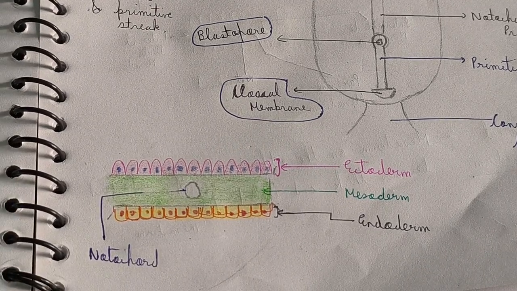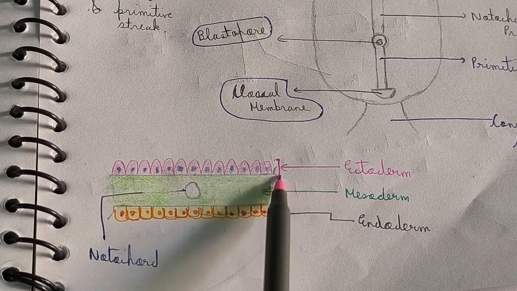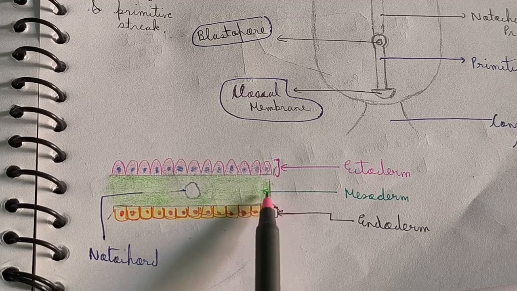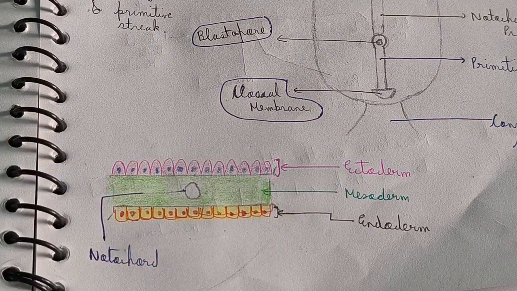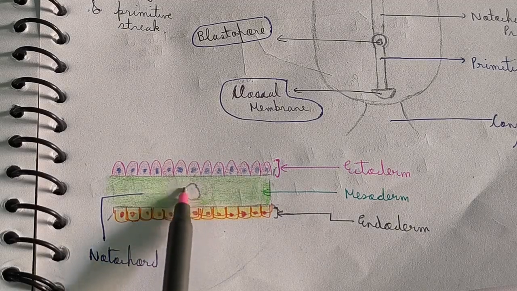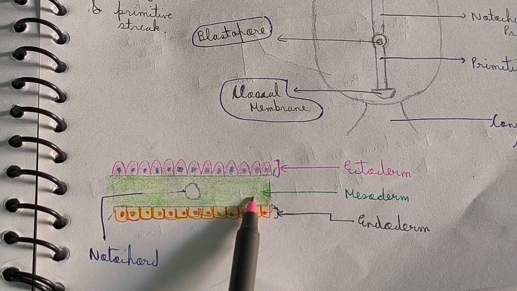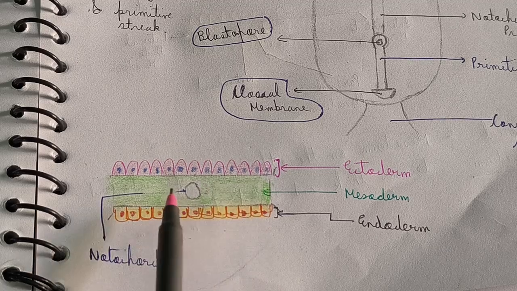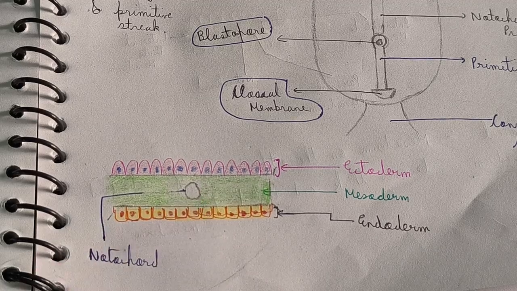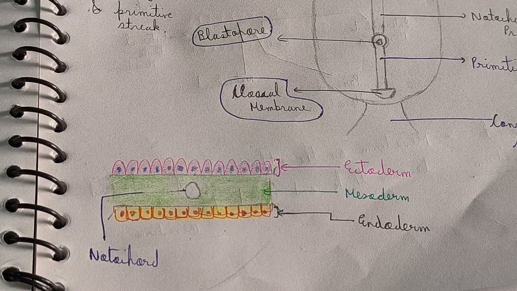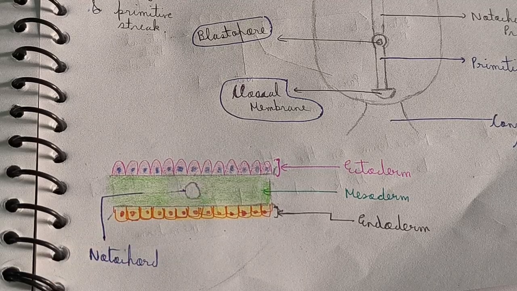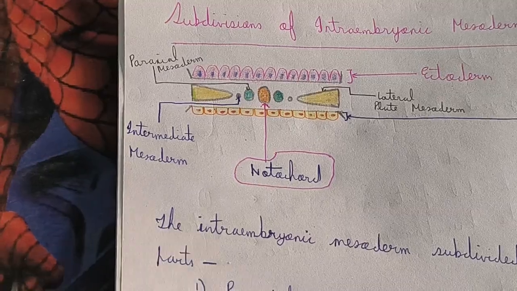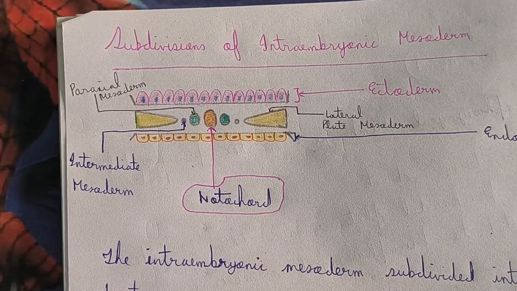Now, as you can see, this is the diagram. This is the ectoderm, mesoderm, endoderm, and this is the notochord. Here you can see that in this midline space, along with the intraembryonic mesoderm, the notochord is present. You will have to study that on the basis of this notochord also, the intraembryonic mesoderm undergoes subdivisions. So now, the subdivisions of intraembryonic mesoderm.